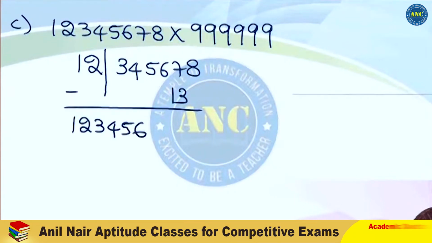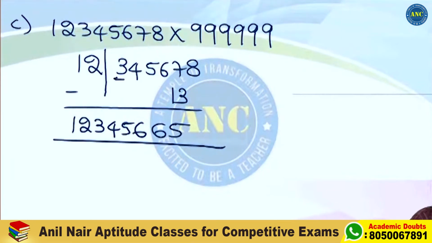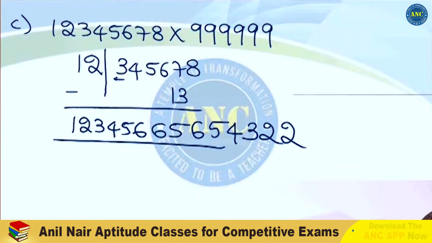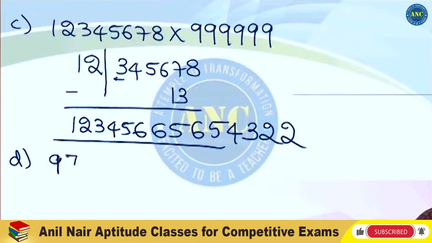12345678 minus 13 is 65. Then 9 minus 3, 6. 9 minus 4, 5. 9 minus 5, 4. 9 minus 6, 3. 9 minus 7, 2. 10 minus 8 also it is 2. Try to do the subtraction. You will find this method to be extremely easy.